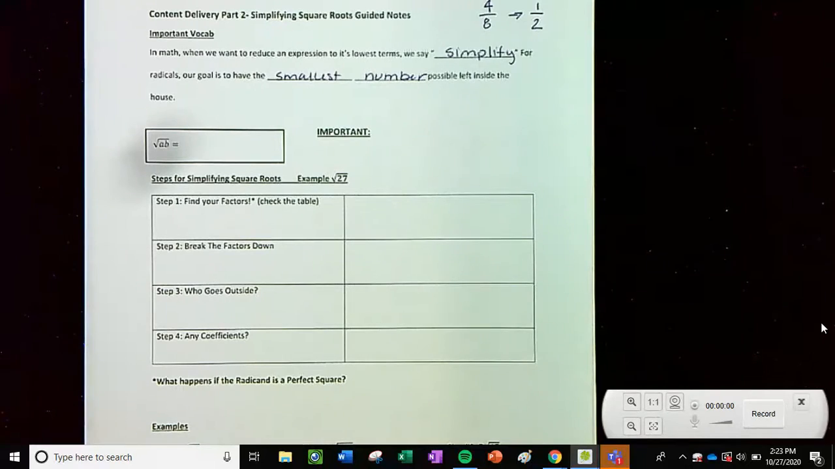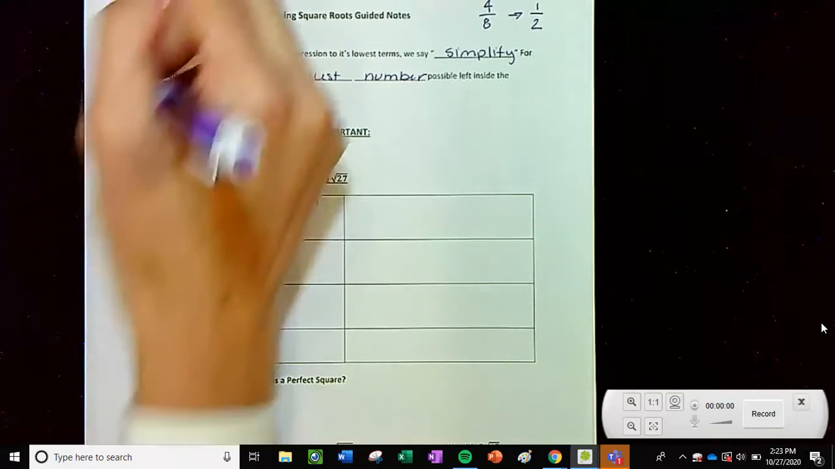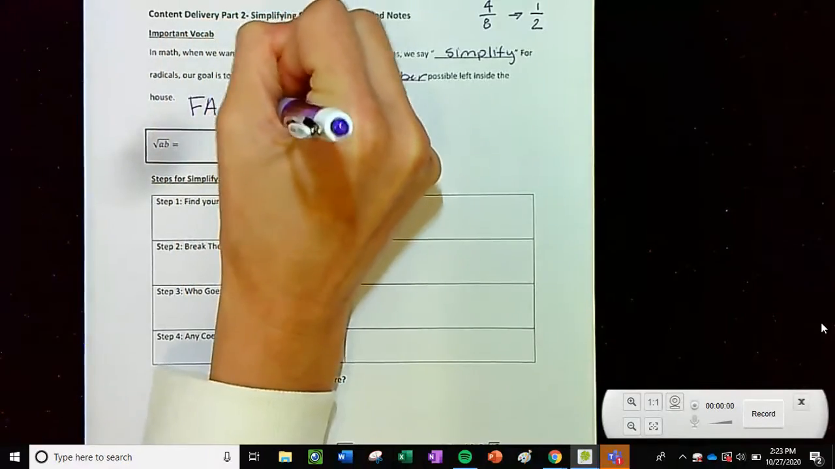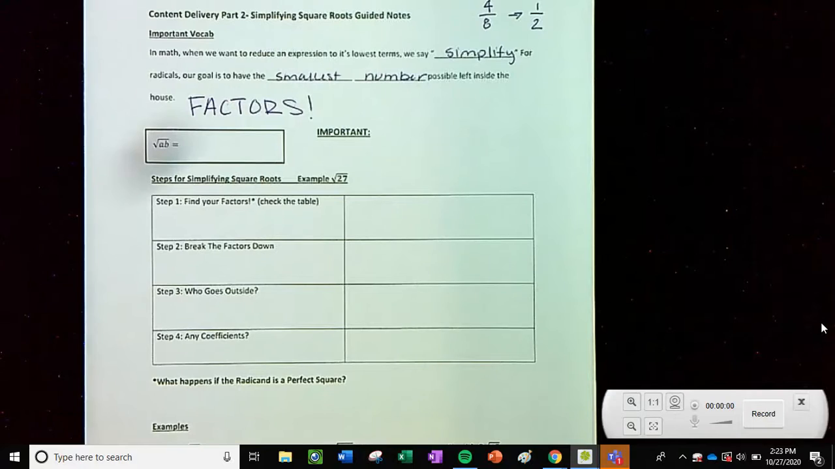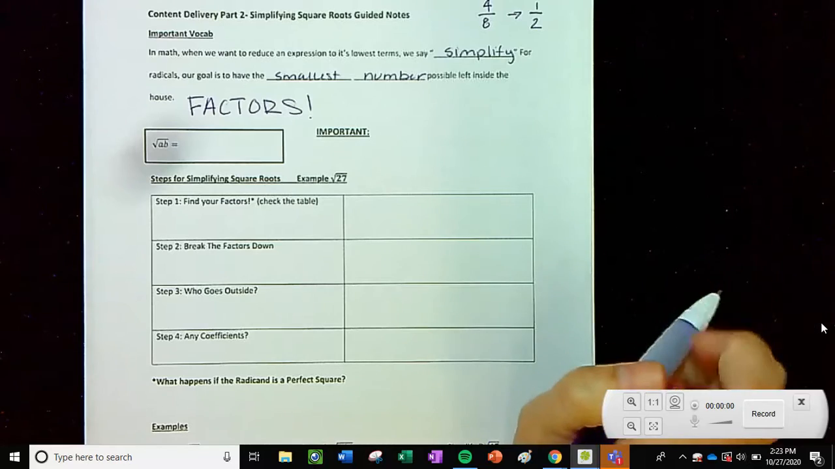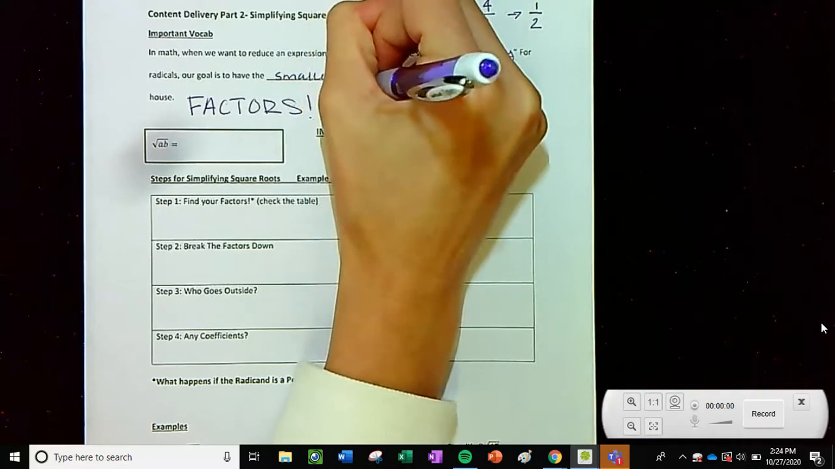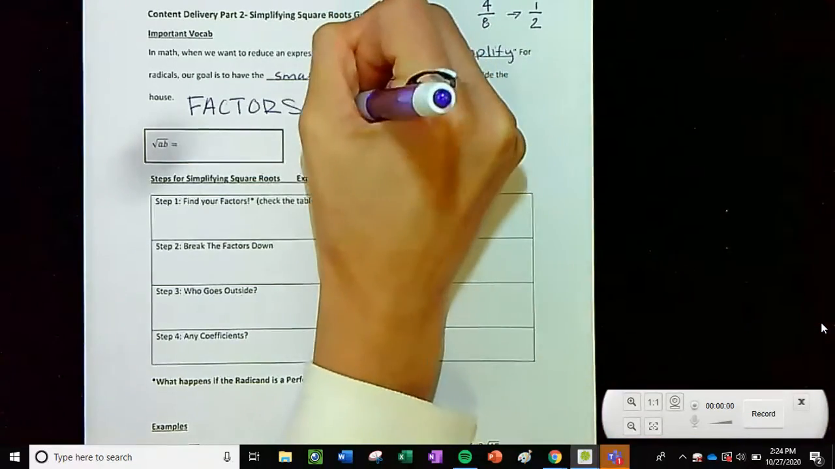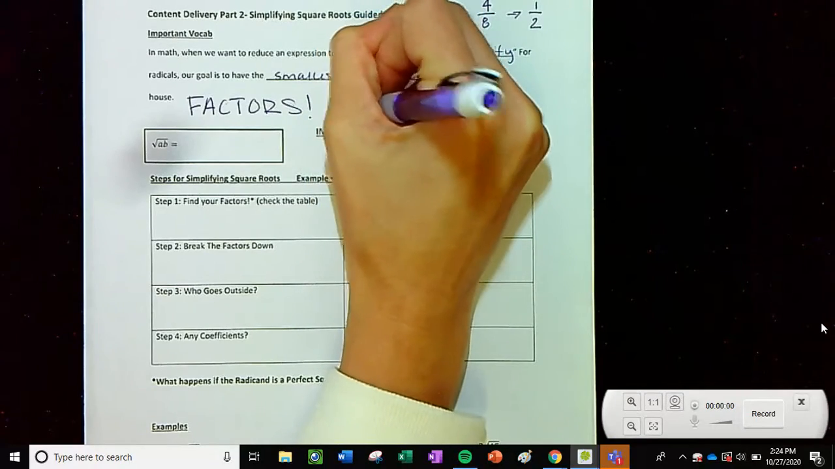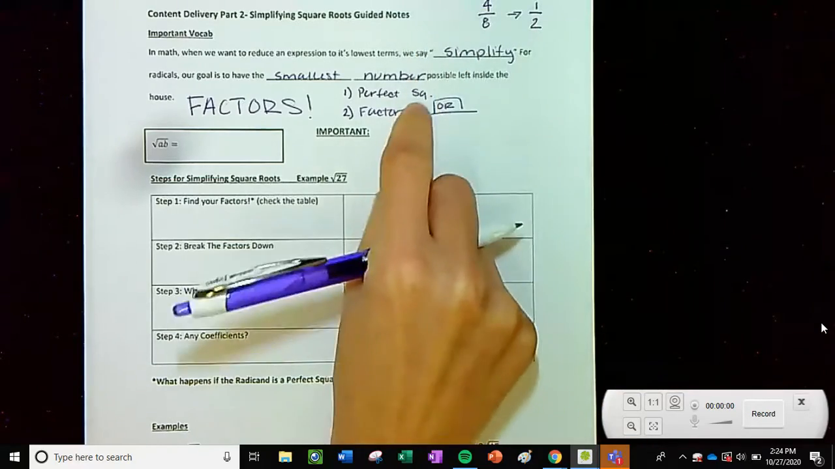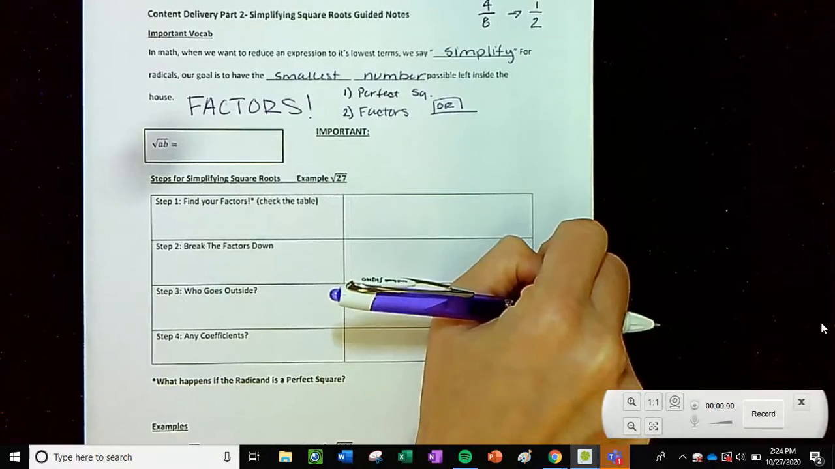So how do we figure out how to simplify a radical? This is why that first video about vocab was important, because this is going to be all about factors. When we're talking about simplifying a square root, you have two possibilities. You either have a perfect square, which is going to be easy, or you have a number that you need to find the factors of. Okay? This is an or situation. You either have a perfect square or you're going to have to find the factors.